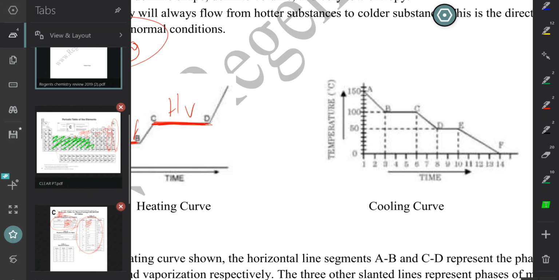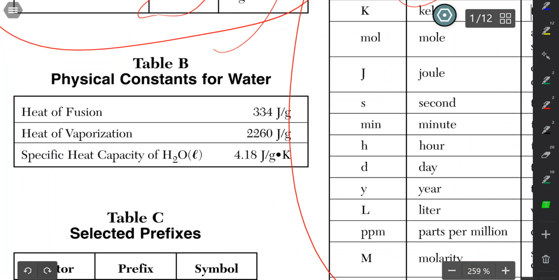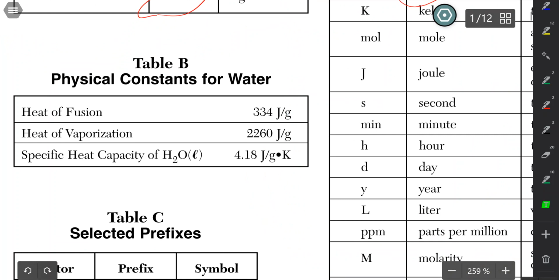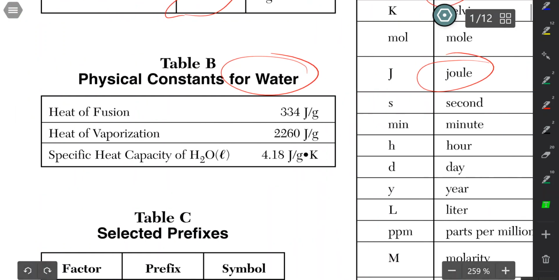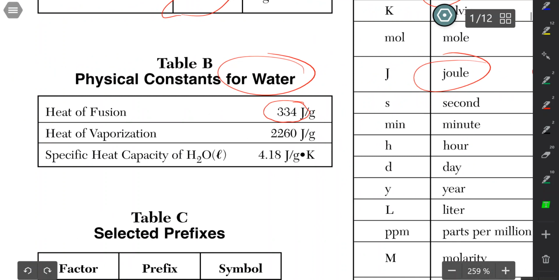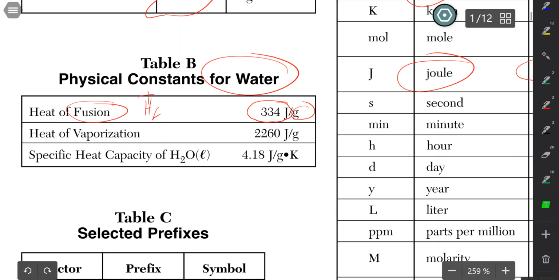So if we look at the reference table, I believe table B, right here we have the heat of fusion for water. We need 334 joules. Joules is the unit that we use to represent the amount of heat that we gain or lose. So 334 joules are needed to melt 1 gram of water. If you need 334 joules to melt 1 gram of water, obviously you would need to release 334 joules to freeze 1 gram of water. So HF is used for melting. You add HF if you're melting, and for freezing, you remove HF. It will be negative HF if you're freezing.